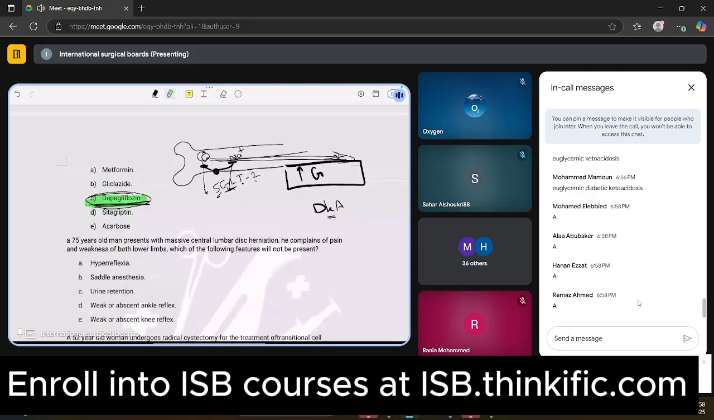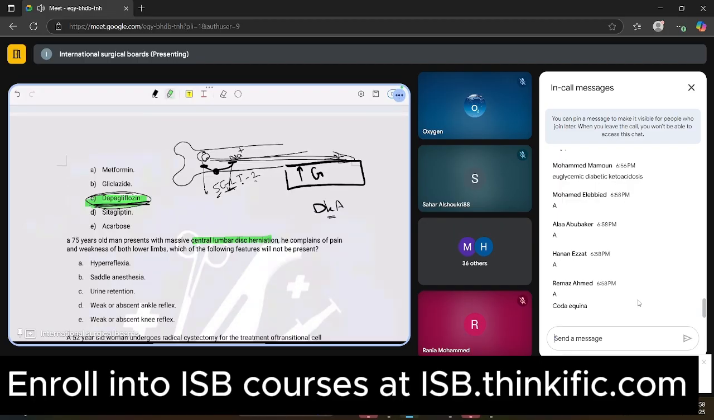Okay, so what's the diagnosis here? Massive central lumbar disc prolapse: cauda equina syndrome. I'm not sure about the pronunciation, really. I have trouble with that, but cauda equina or cauda equina syndrome.